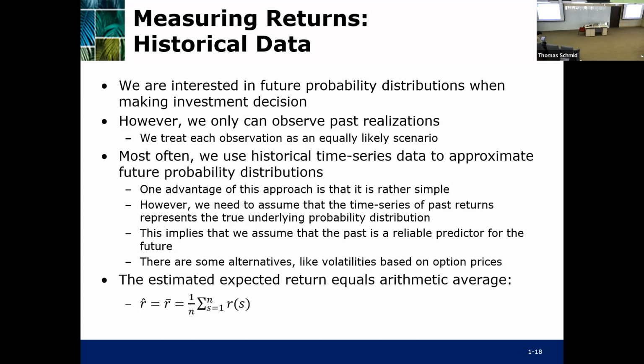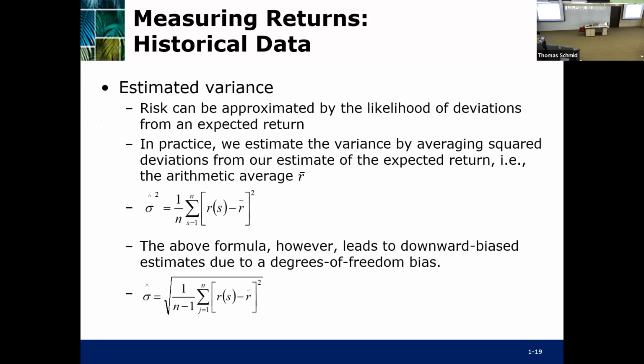So if you do this historical approach, things are super simple. The expected return is just the arithmetic average of the past returns. The variance, you can easily calculate that. It's super simple. For the variance, the only thing we have to keep in mind is that we have to make this n-1 adjustment. So this n-1 adjustment is called the Bessel's correction. And we have to do that because of something that is called the degrees of freedom bias.